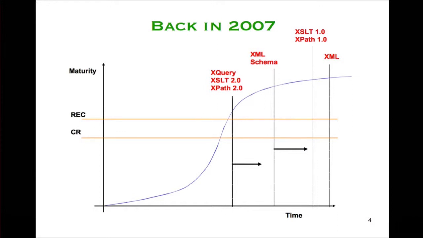XQuery 2.0 and XPath 2.0 were published in January 2007, but I didn't regard them as mature just because they were published. Maturity demands implementations and knowledge of how to use the implementations, as well as just the standard being out. So I saw them on a sort of shoulder of the curve. In this particular version, I didn't show anything coming up along behind, but we certainly could have done.